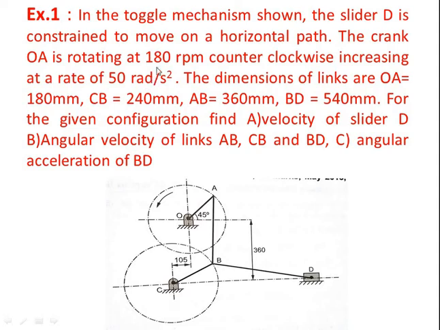So velocity is not constant, but it is having alpha having value of 50 radian per second square. So now we will see how to draw velocity and acceleration diagram in case crank is not rotating with uniform velocity, but it is having an acceleration. Solution.